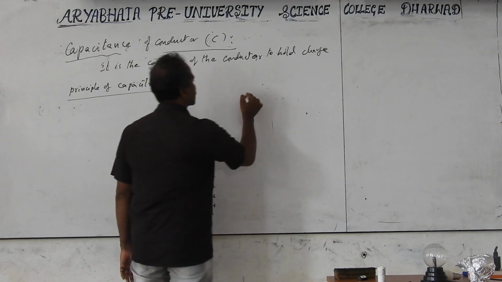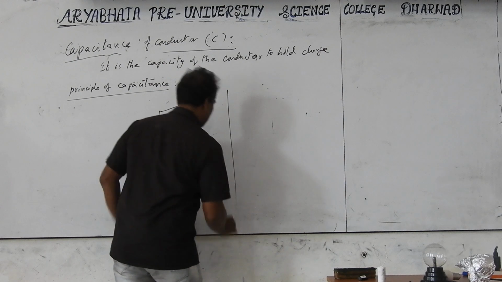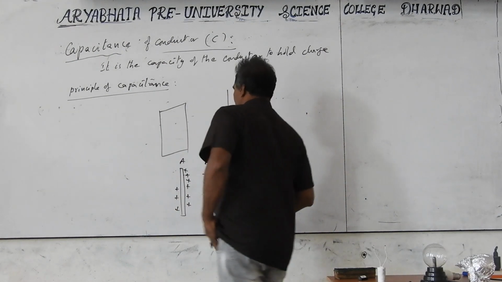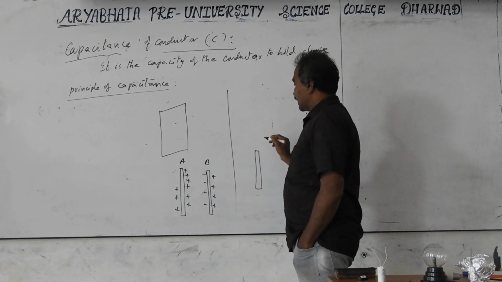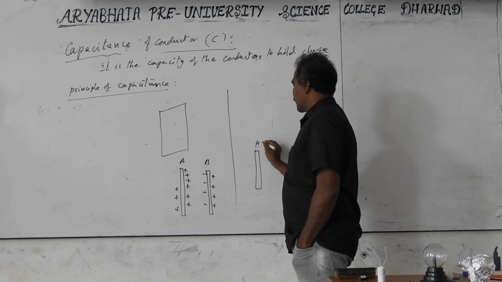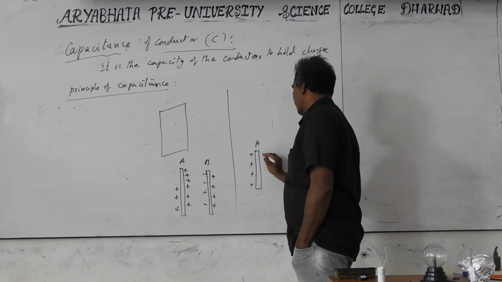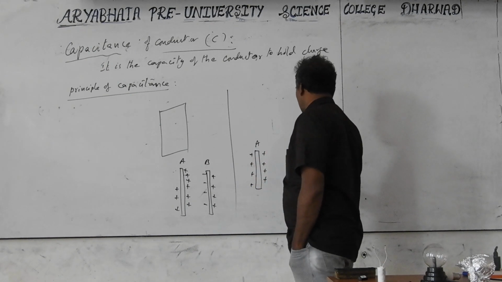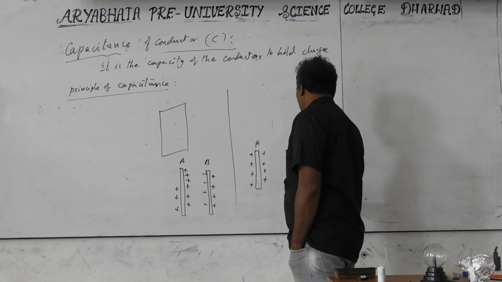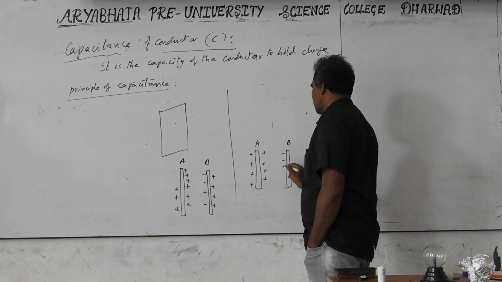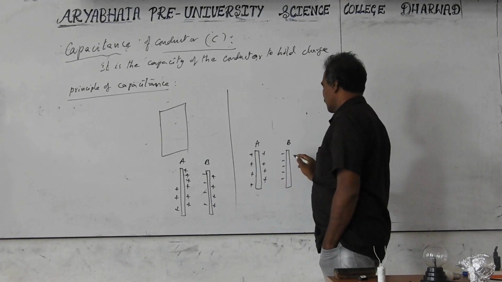Next method is by keeping an earth conductor near to plate A, which is already charged with positive charges. I am keeping the earth conductor near this, or B, you take it. Like this, you get the charges, and this is a plus.